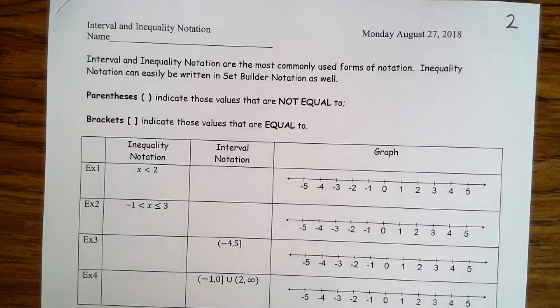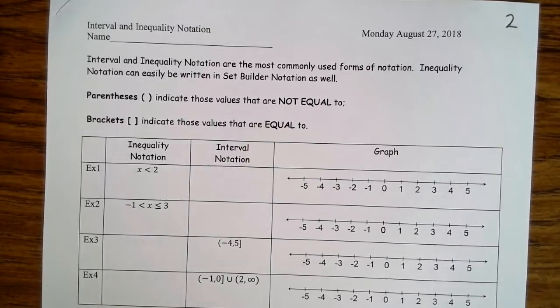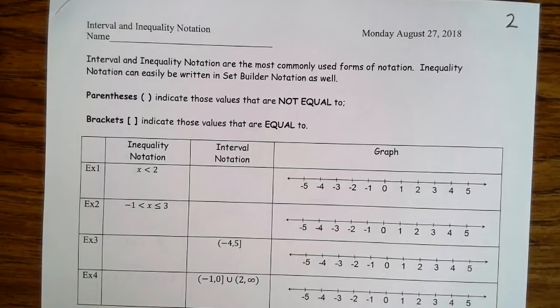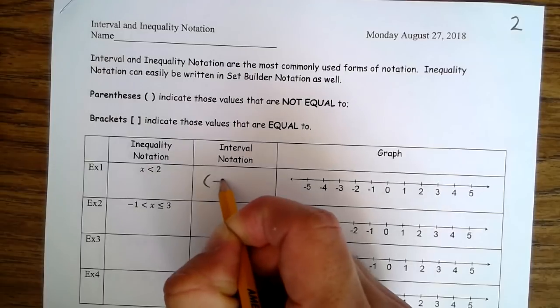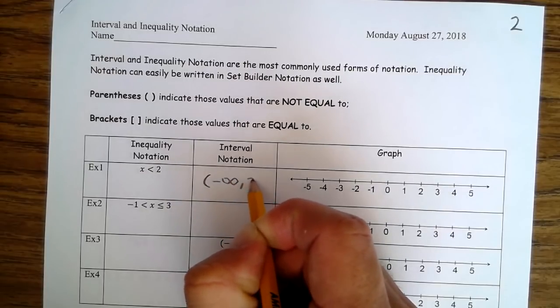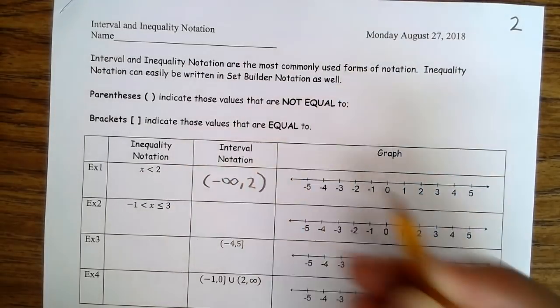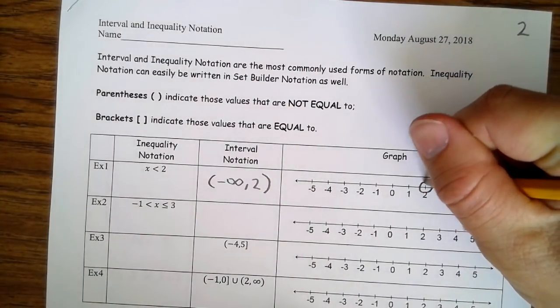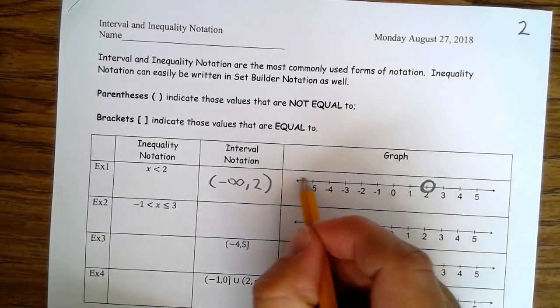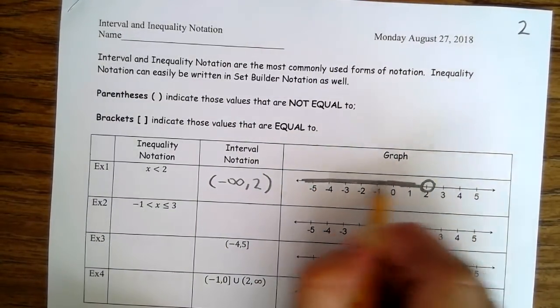So inequality notation. We are given inequality notation, and we need to put this in interval notation. So x is less than 2, meaning we're coming from negative infinity to 2, not including 2. So what that means graphically is we have an open circle at 2, and we're shading everything leading up to 2.